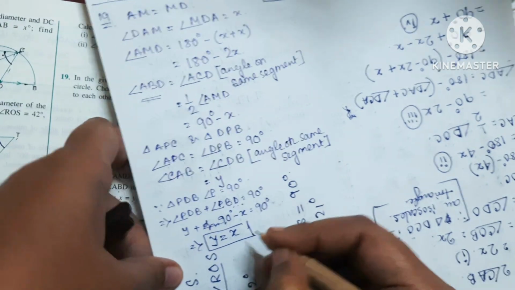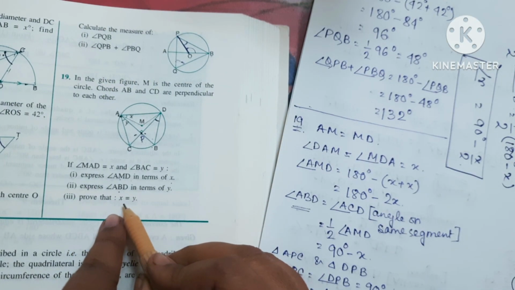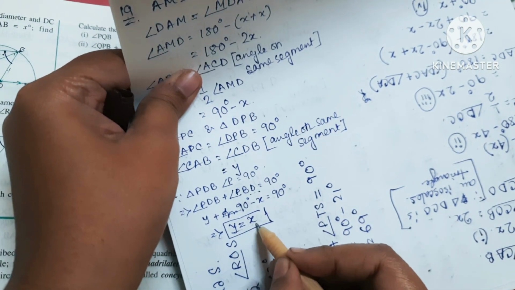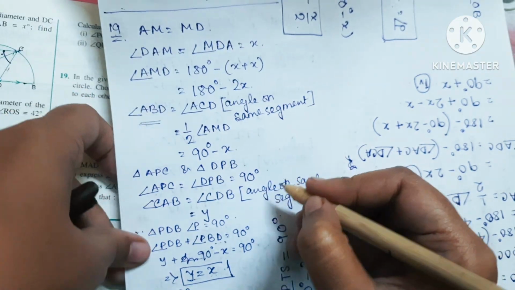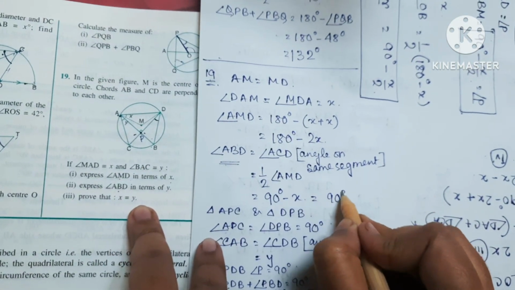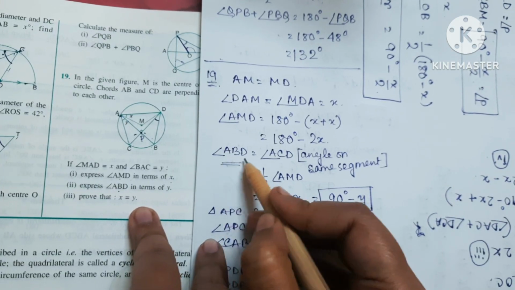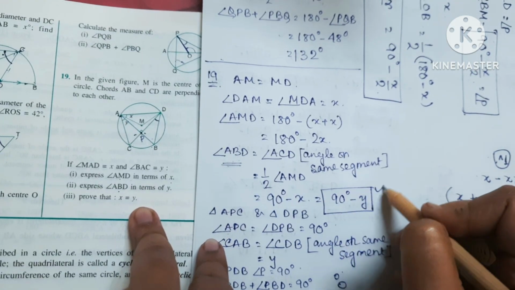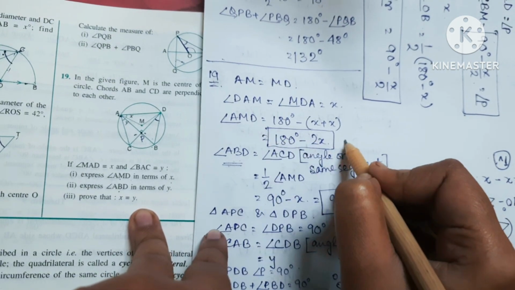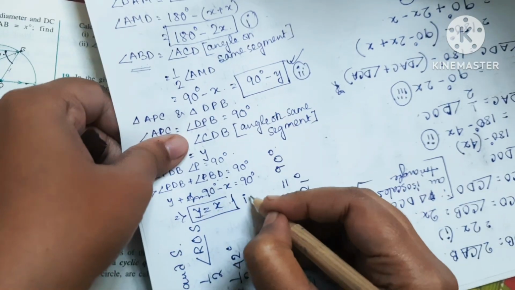So this is the third part that you need to prove. See, prove x equal to y. So this you have already proved in this way. Okay. Now from here you can say that angle ABD will be equal to 90 degree minus y. So you can express this one in terms of y. Okay. So this is the answer of question number 2 and this one is the answer of question number 1. This is 2 and this one is 3.